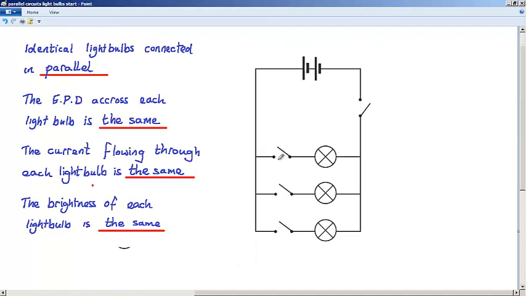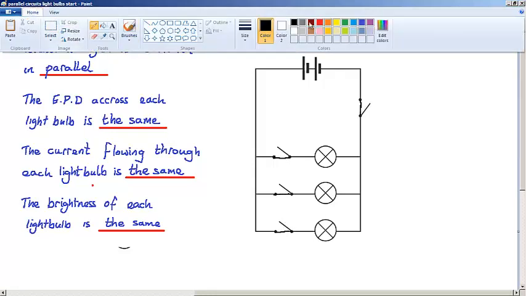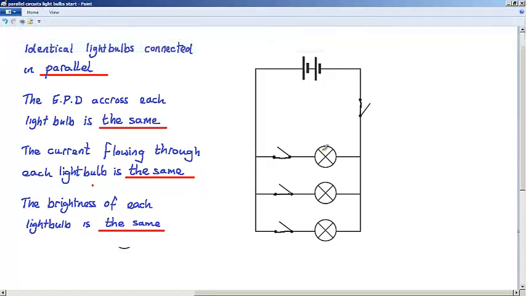Now, this is not the case in a parallel circuit. So, we'll put the mains switch on here. If I connect this light bulb on, and then this light bulb on, and then this light bulb on, they all light up with the same brightness, assuming they're identical light bulbs.